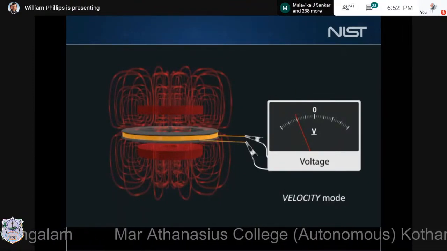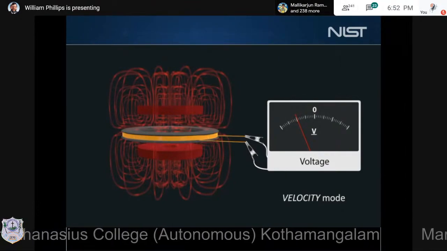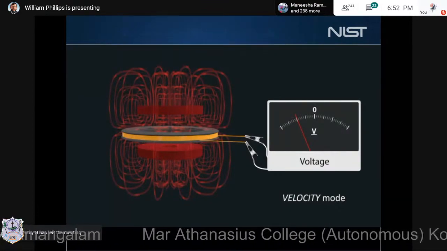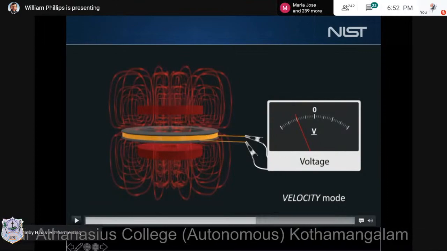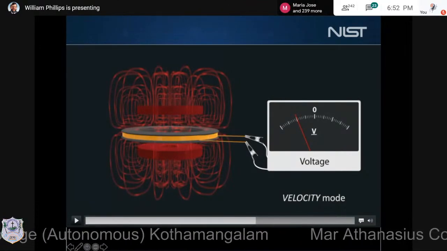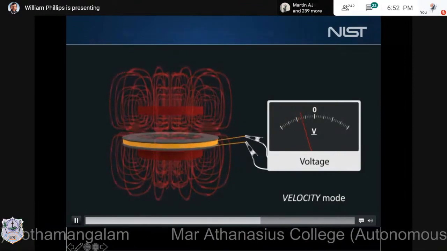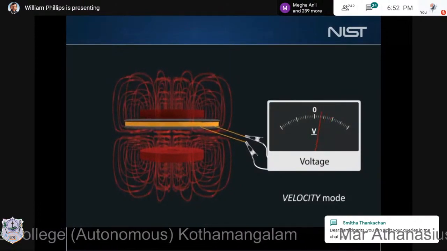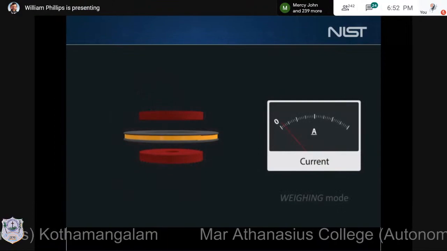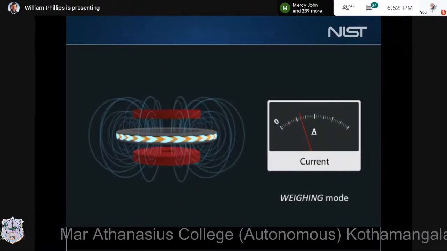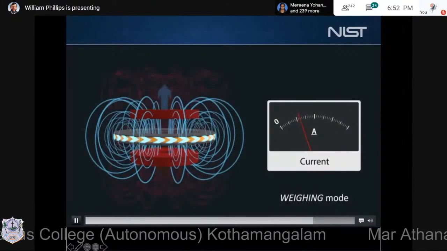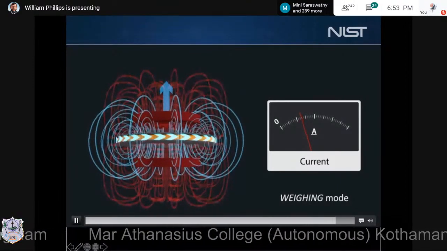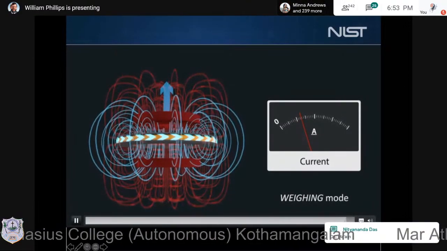You move wires in the presence of a magnetic field, and it generates a voltage. Kibble said, do that and measure what that voltage is and measure the velocity of the coil. So we call this the velocity mode part of the experiment. Now, having done that, it turns out you know enough information that when you do the other part of the experiment, what we call the weighing part of the experiment, where you put current in this coil, measure that current, and then use that force that's generated there to balance your unknown mass, that's the weighing mode.